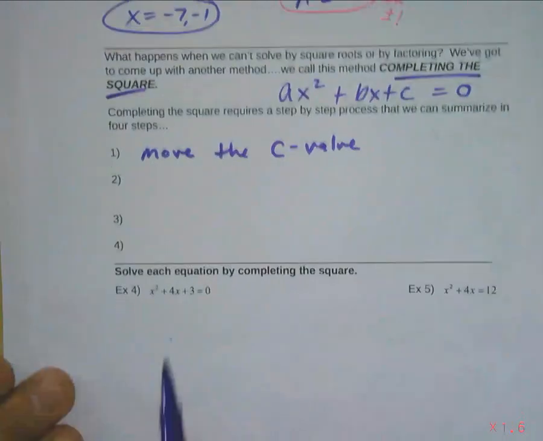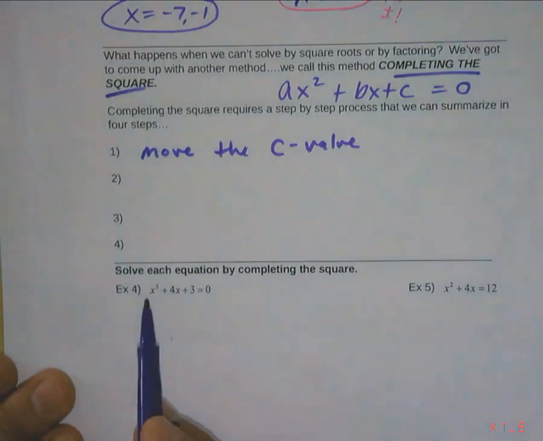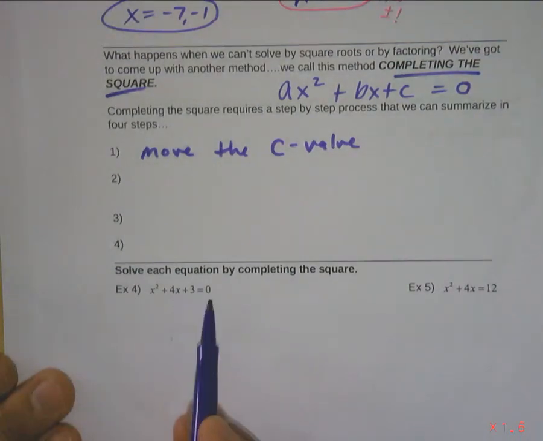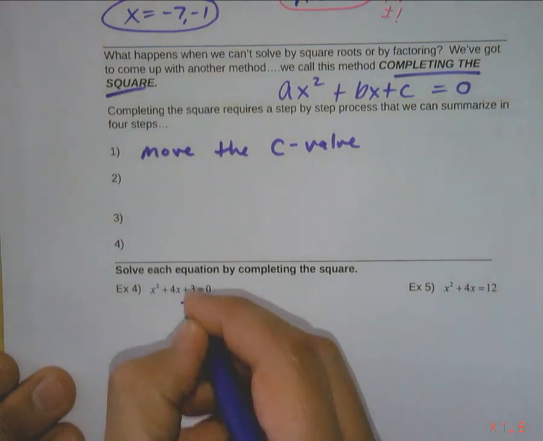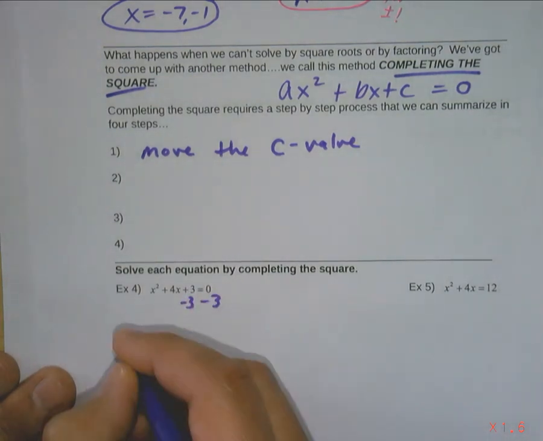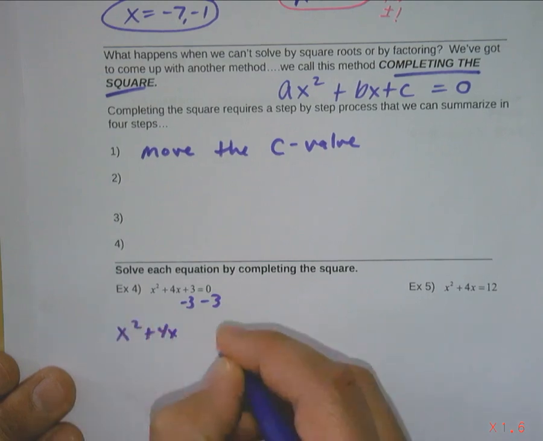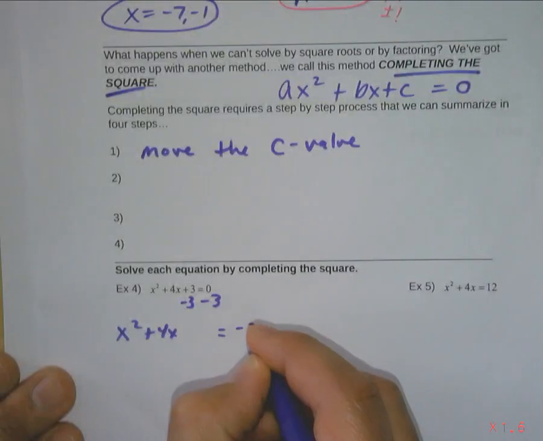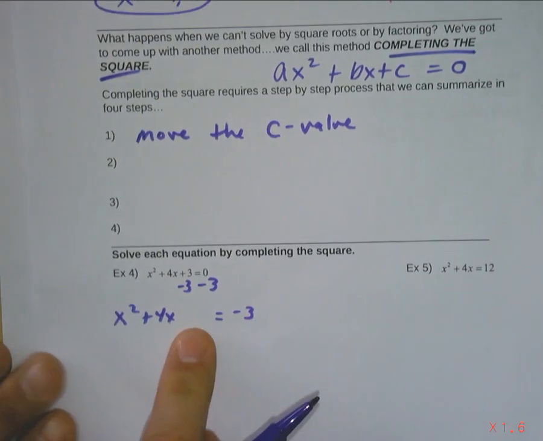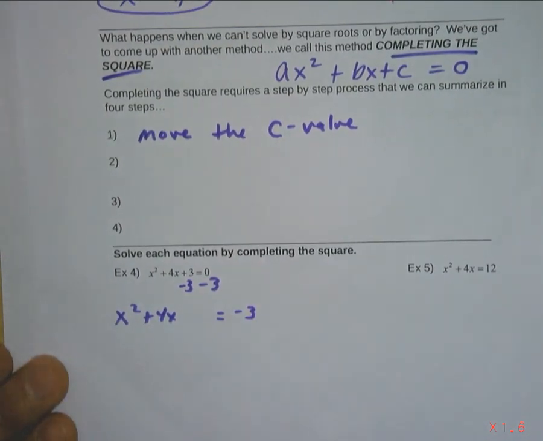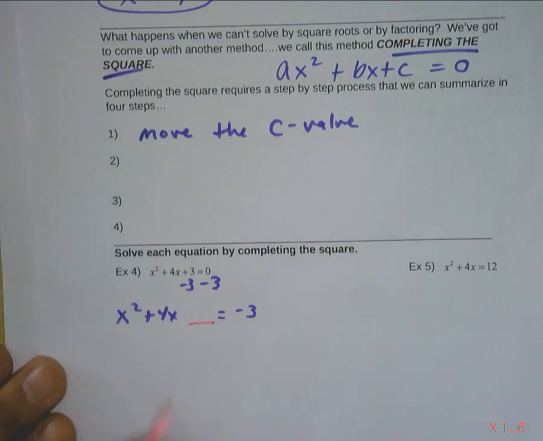Okay, so in our example 4, I've got x squared plus 4x plus 3 equals 0. I want to move the 3 over to that side. I'm going to subtract 3 over. So now I have x squared plus 4x, leave some room, and that equals -3. So leave a little space here. Okay. So now what we're going to do is what's called completing the square.